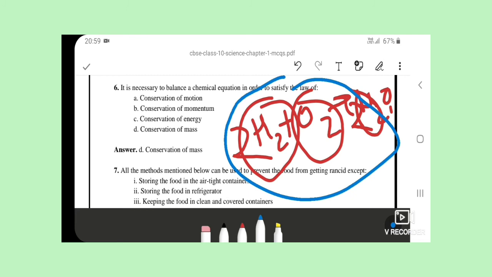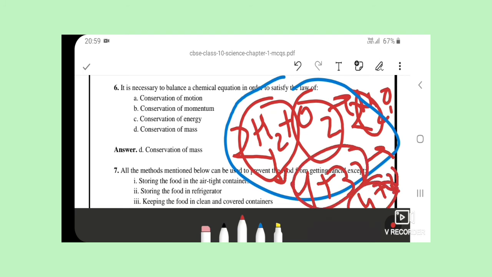Now it is balanced, but we do this on the basis of the conservation of mass. Hydrogen has mass 1, so 2 into 2 it will be 4, and oxygen has 16, so 2 into 16 will be 32. Then 4 plus 32 is 36, and the other side will also be 36, equal. So here it is occurring on the basis of conservation of mass. So our D option will be the correct answer.